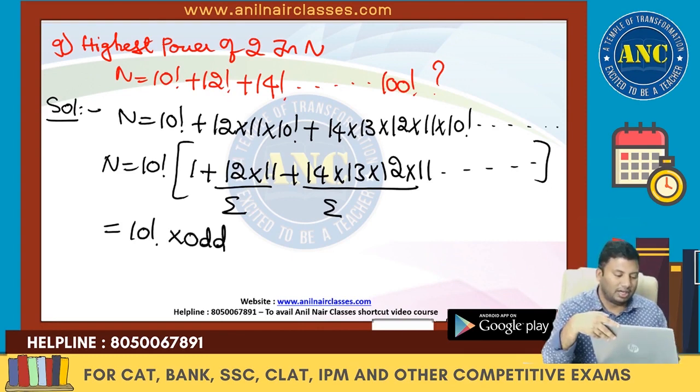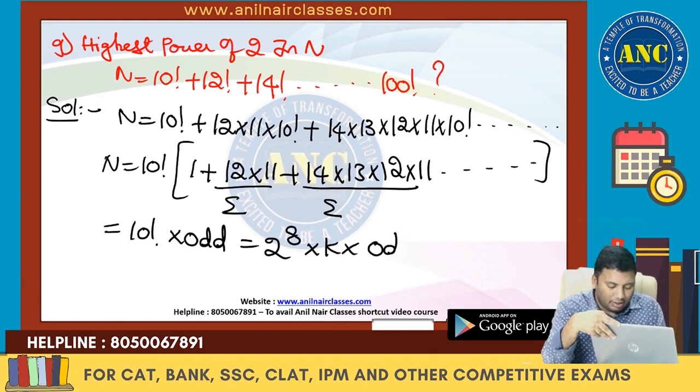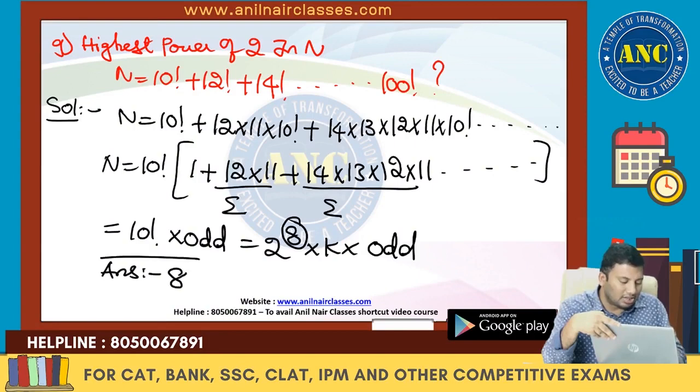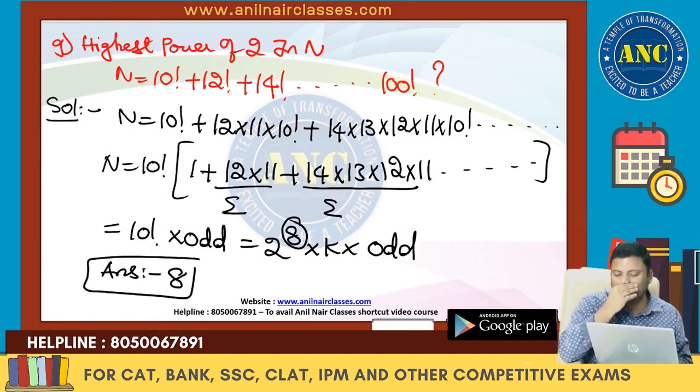So this is 10 factorial into odd. What is the answer we got for 10 factorial? 2 power 8 into k into odd number. What is the highest power of 2 in this number? Answer is nothing but 8. A very, very good question. Please make a note of it.